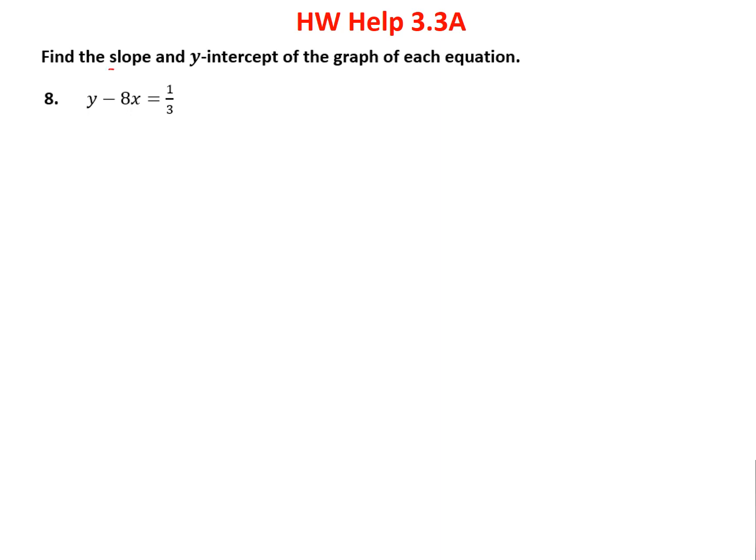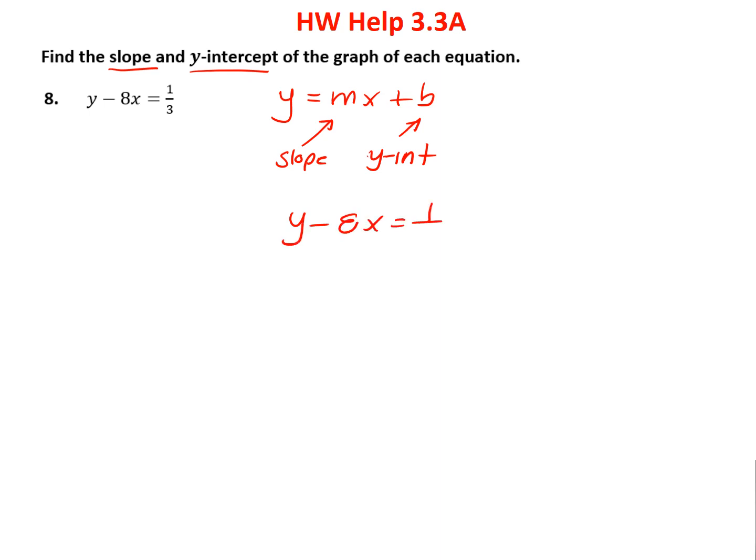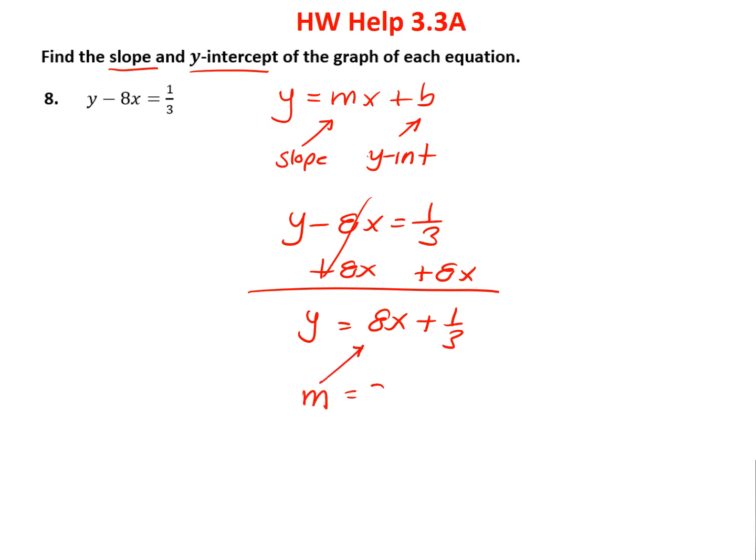Similarly for number 8, to find the slope and the y-intercept, we just need to solve for y. Get y by itself and have the x term first and then the constant. There's our slope. There's our y-intercept. So we start with y minus 8x equals 1/3. So we need to move the 8x to the other side. The opposite of subtracting 8x is adding 8x. And then the y cancels out. And we have the 8x first plus 1/3. So our slope is going to be 8. And our y-intercept is going to be 1/3.